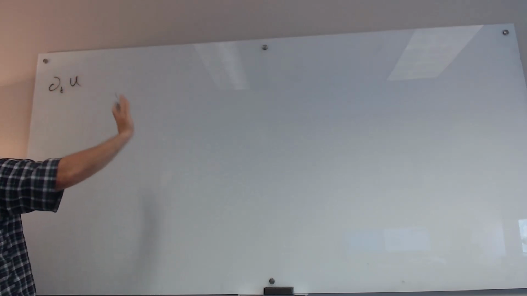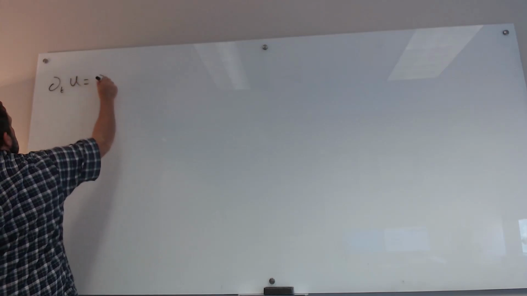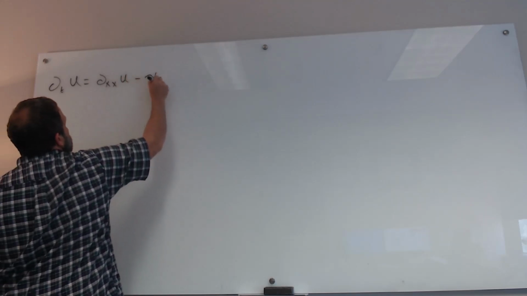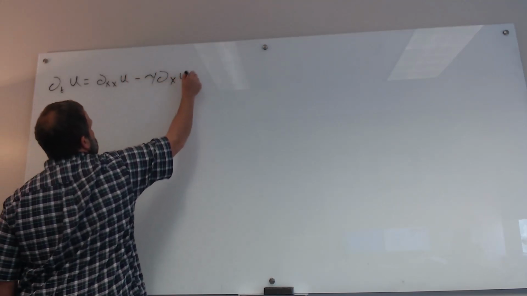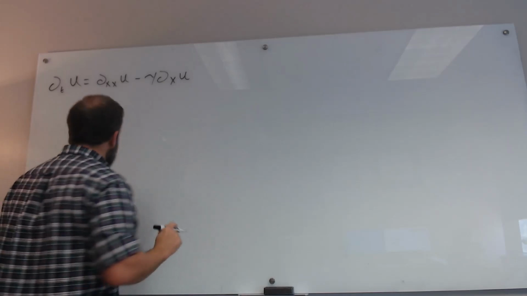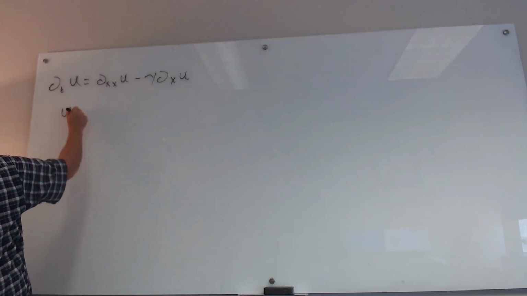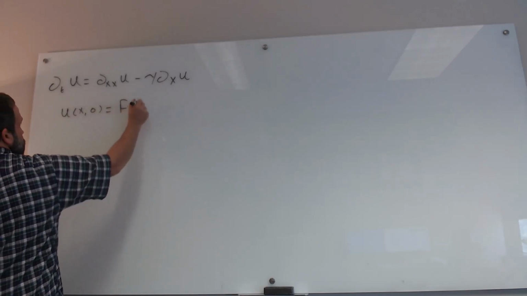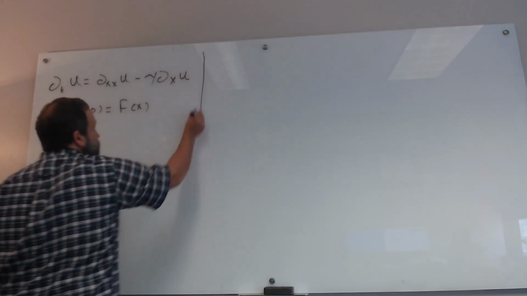Okay, so I'm going to solve the following problem. We're going to look at the Fourier, sorry, not the Fourier transform. We'll get there, but the partial derivative of u with respect to t is equal to the double x derivative of u, minus gamma times the x derivative of u. And we're going to assume that u of x, 0 is equal to some given function f of x.